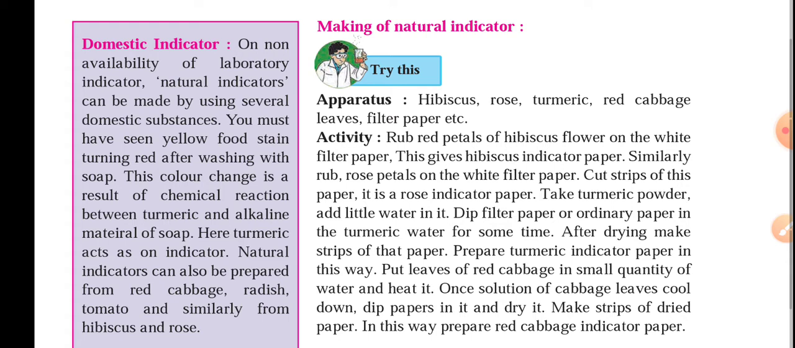You might have observed that the yellow food stain turns red when we wash with soap. Why is this happening? Because of the yellow color of turmeric, and the soap is a basic solution. So when it reacts, it produces a red color. Like that, we have different examples of domestic indicators which are used to identify different substances.